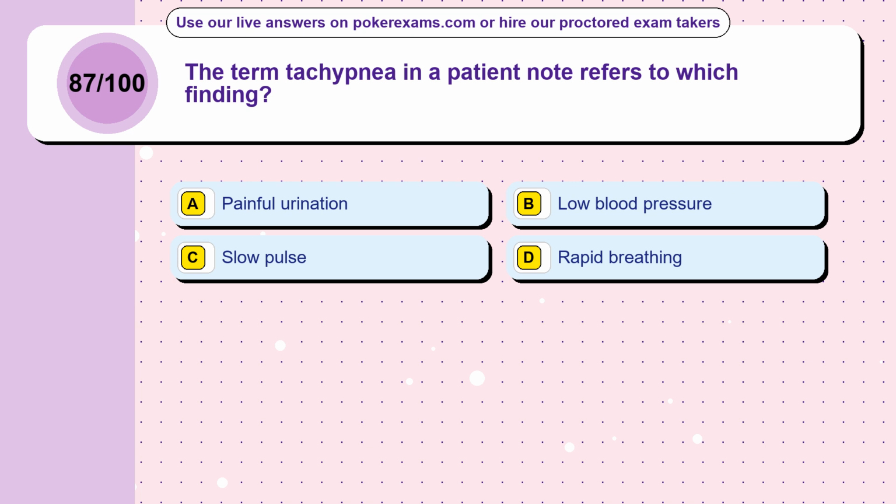Option A. Painful urination. Option B. Low blood pressure. Option C. Slow pulse. Option D. Rapid breathing.